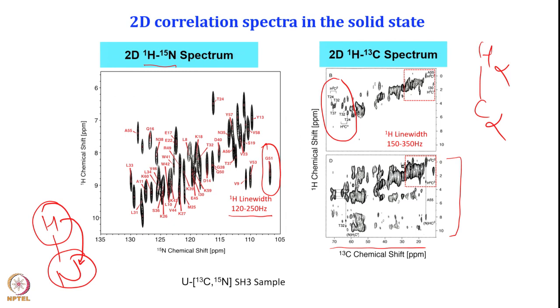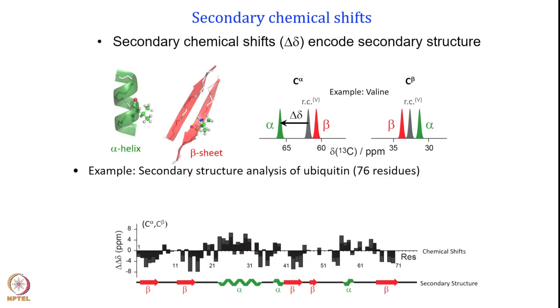What I am going to do in the next class, I will be taking some of those methods of how to go for resonance assignment, but to give you an impression that if we assign all those peaks, we can easily get the secondary structural chemical shifts. Like in liquid, we have seen that depending upon the resonance frequency for C alpha and C beta, we can find out whether they are upfield shifted or downfield shifted.